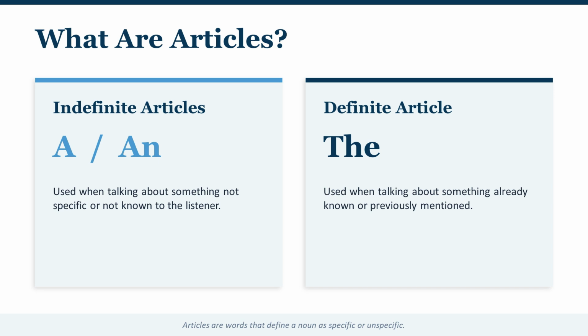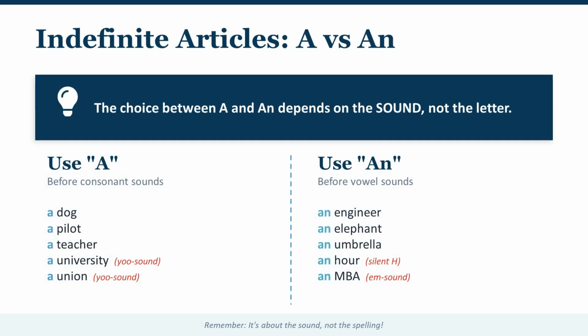Also keep in mind that articles are generally not used before proper nouns, which are names of people, places, and so on. Now let us look at the indefinite articles, a and an, more closely.